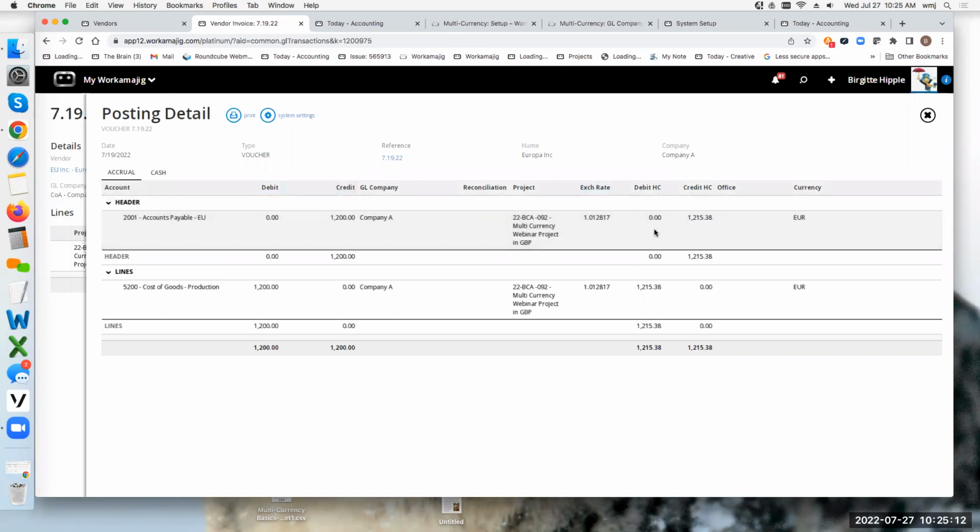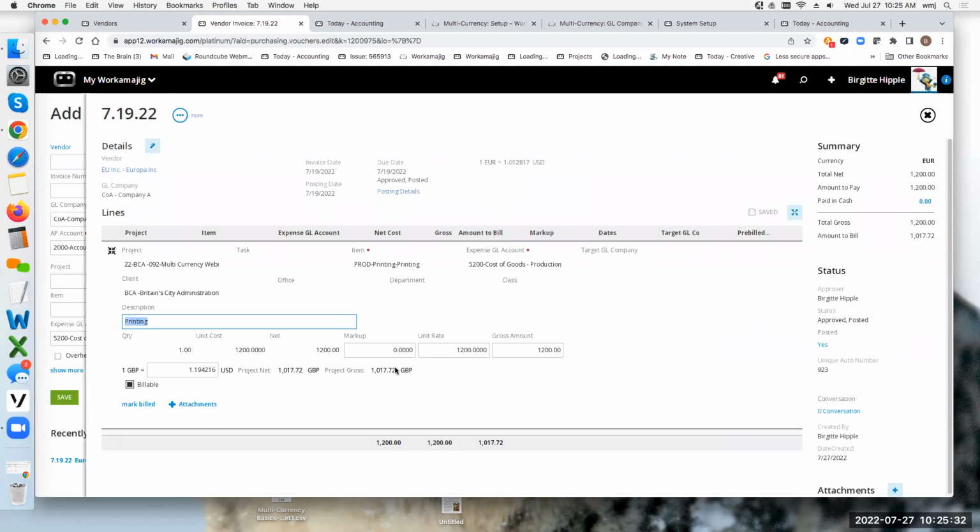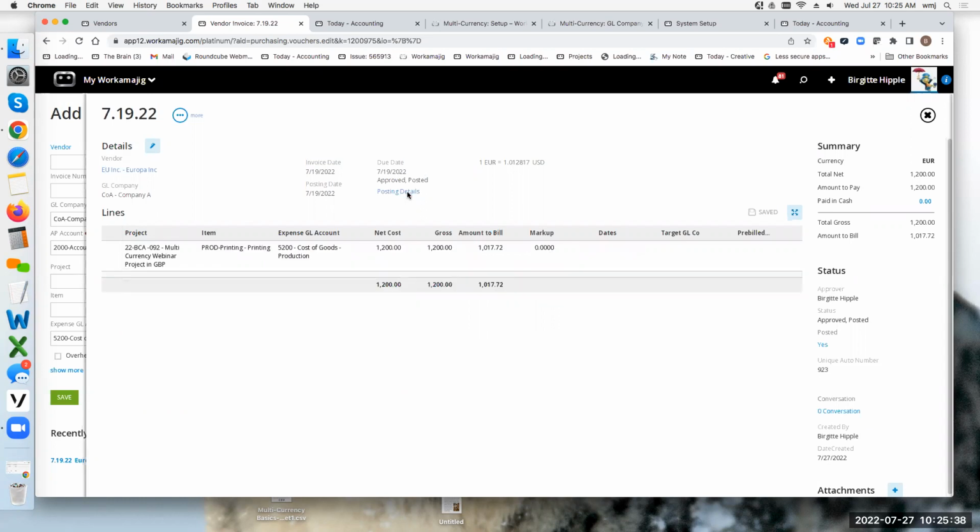Home currency here, for me, the value, if I had to pull that out of my US bank account to get this vendor paid, would be 1,215 US dollars. Okay, and here's the exchange rate that it does. And then of course you see the billable amount in GBP. So again, understanding what you're seeing within the details.